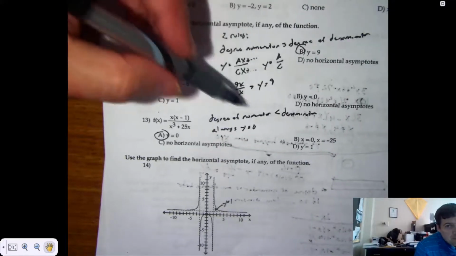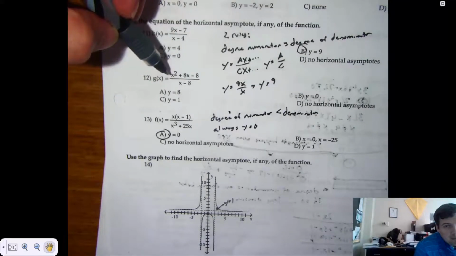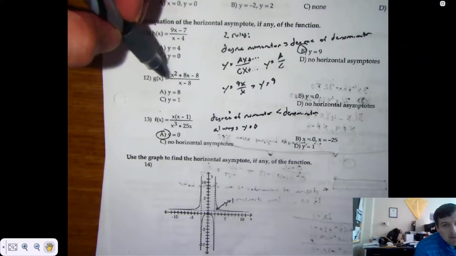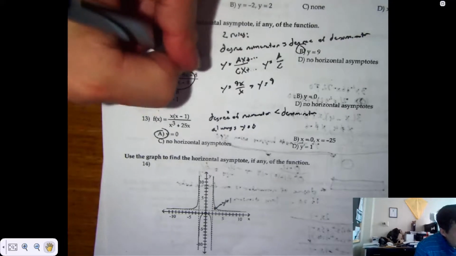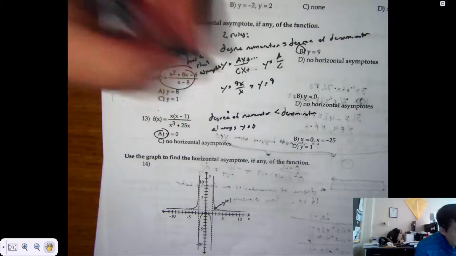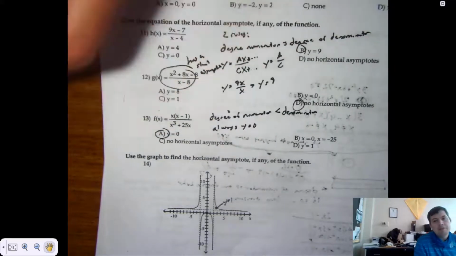Those are the two rules, this one and that one. There is no rule for horizontal asymptotes about the degree of the numerator higher than the denominator. This one, if you know your rules, has a slant asymptote, because x squared is 1 degree higher than x. There is no horizontal asymptote. Those two things don't happen together.